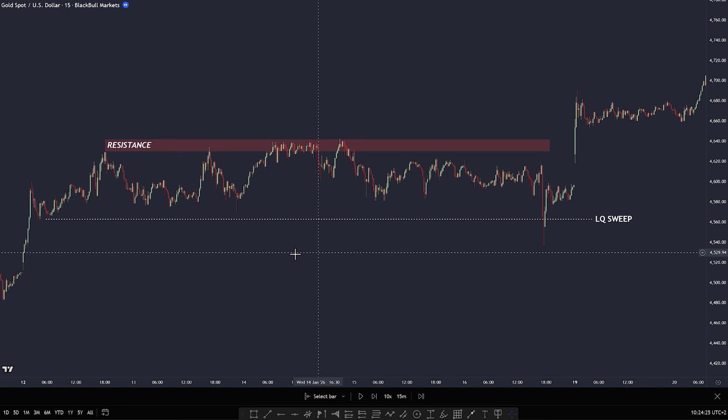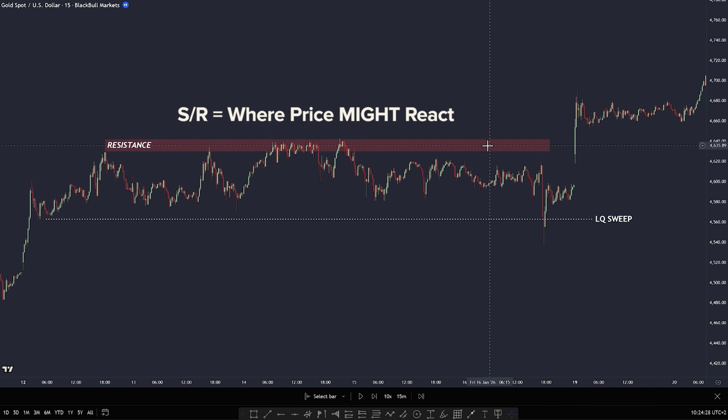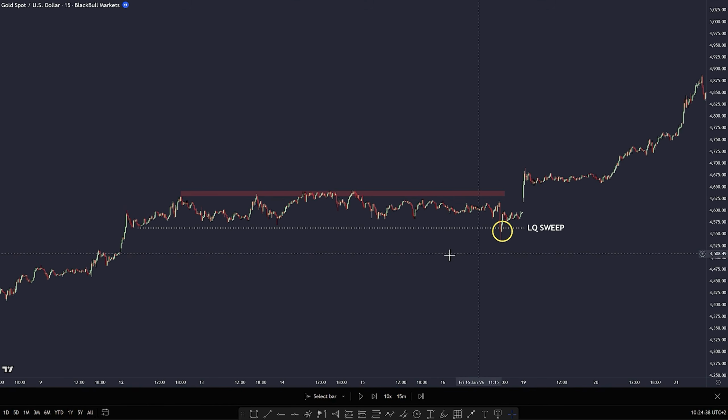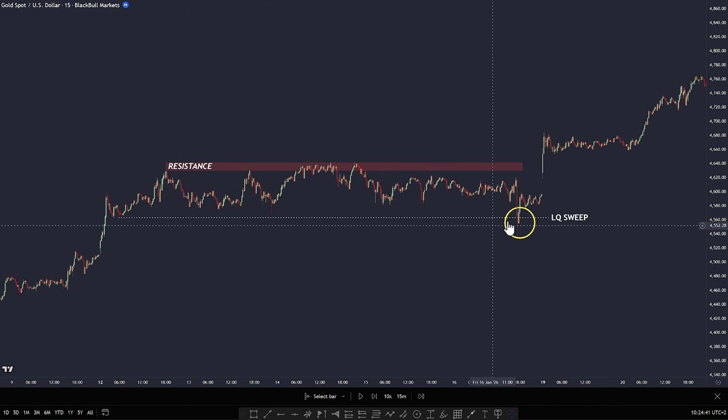Support and resistance tells you where price might react. Liquidity tells you where price is going and why. It's the difference between watching traffic and understanding why there's a traffic jam. S tier, no question. Here's a concept that helps you read the structure behind those sweeps.